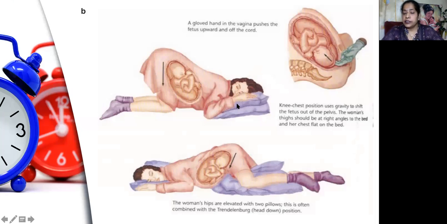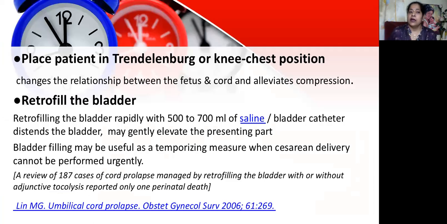Now, changing positions. There are two typical positions, the knee chest position and the Trendelenburg position. The knee chest position uses gravity to shift the fetus out of the pelvis. The woman's thighs should be at right angles to the bed and her chest flat on the bed. In the Trendelenburg position, the woman's hips are elevated with two pillows, and this is often combined with head down position. These two positions change the relationship between the fetus and cord and therefore eliminate compression.